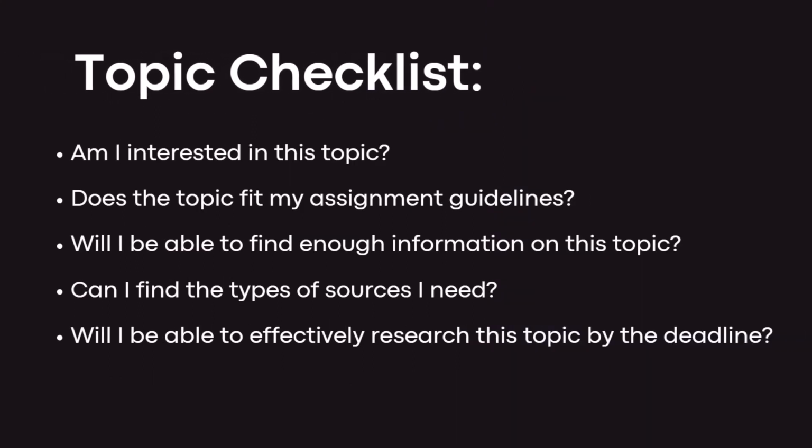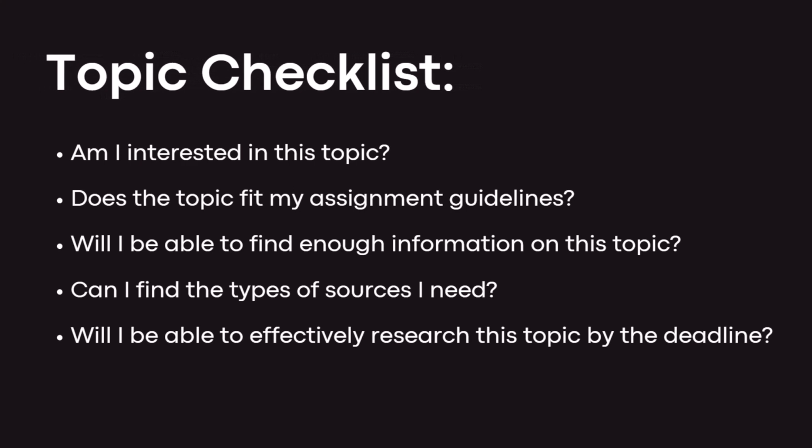Quick side note on choosing a topic. Once you have selected a topic, it might be a good idea to run through this quick checklist before starting your mapping and searching. Ask yourself, am I even interested in this topic? If the answer is no, you're probably in for a long and arduous research journey. If you have any say in the topic selection at all, it would be best to select something that suits your interests. And then, does the topic fit my assignment guidelines? Can I find information on this topic? Is that information available in the types of sources I need to use? Can I effectively search this topic by the deadline? These are important questions to consider when getting started. It's totally fine for your topic to evolve as you begin searching. However, it's good to have a general idea when you're just getting started.